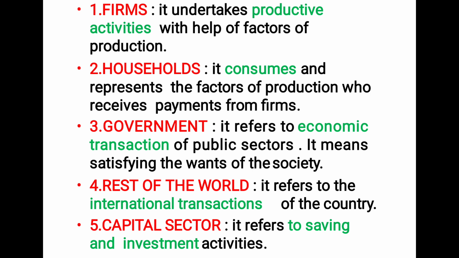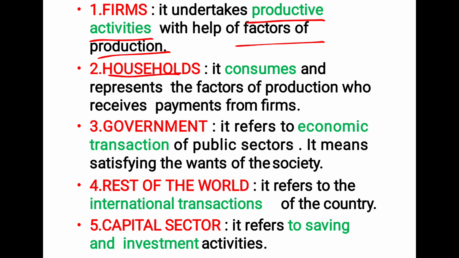Now first you should know what is a firm. A part of an industry is called a firm. Just as one classroom is called a classroom, when we combine all the classrooms together, we call it a school. So a firm is supposed to be a part of the industry. It undertakes productive activities with the help of factors of production. So whatever production takes place is based on the factors of production.